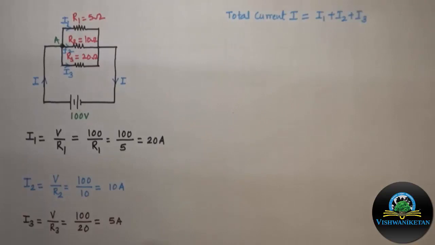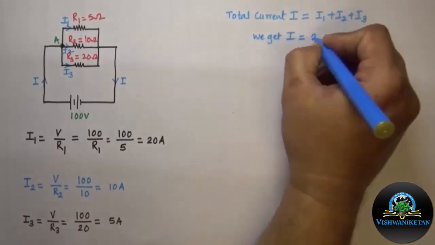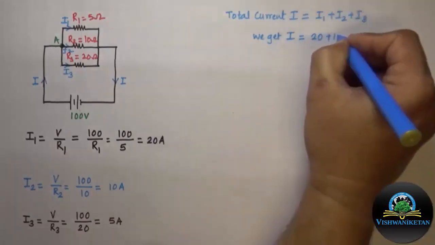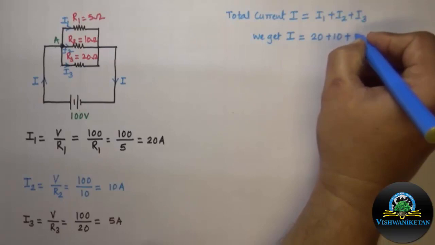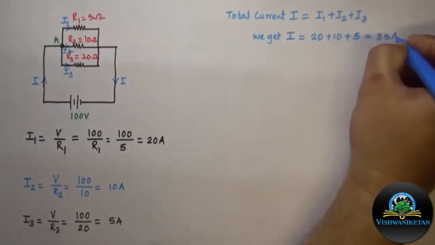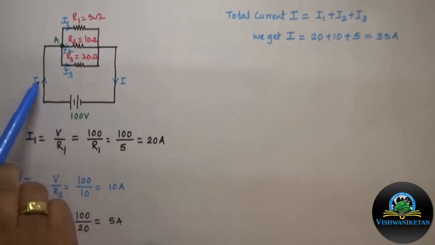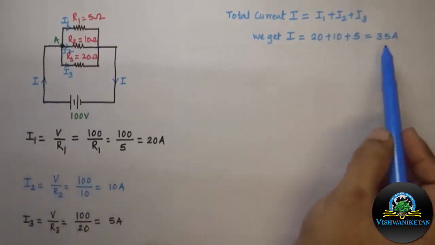Now substitute the values of I1, I2 and I3. We get I equal to 20 ampere plus 10 ampere plus 5 ampere. So total I is 35 ampere. Hence my total current flowing through the circuit, I, is 35 ampere.